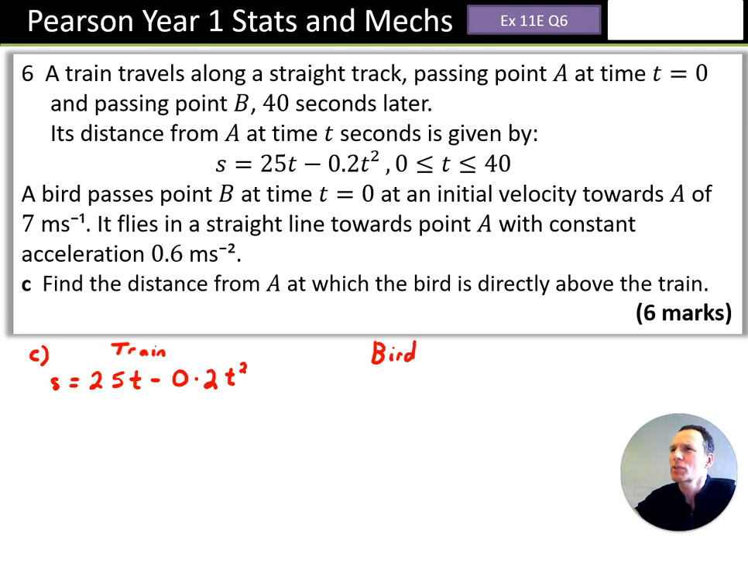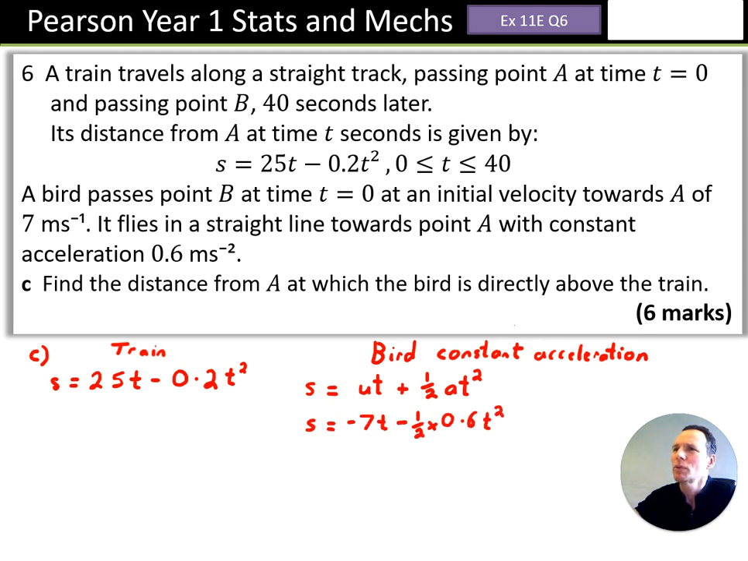Our bird is traveling with constant acceleration, so we could use our suvat equations here. We know s equals ut plus half at squared, and we know the initial velocity of the bird is -7, and it's traveling at 0.6 meters per second squared, but it's traveling back towards A, so that's a minus 0.6. But we have to remember that we're starting 680 meters away, so that's our formula.